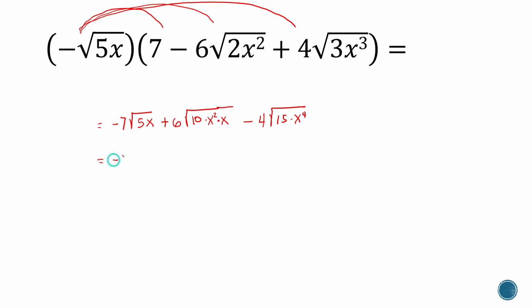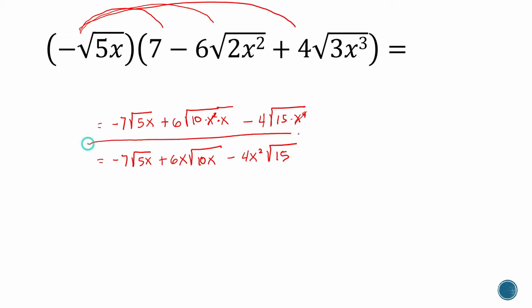So that means the answer is negative 7 square root of 5x plus 6. Square root of x squared is x. Square root of 10x minus that x raised to 4 is x squared, square root of that. So 4x squared square root of 15. All right, so this is going to be our answer.